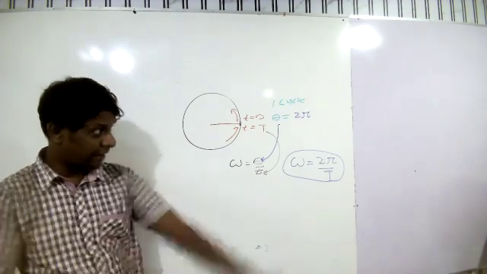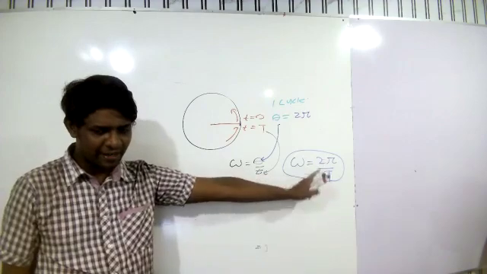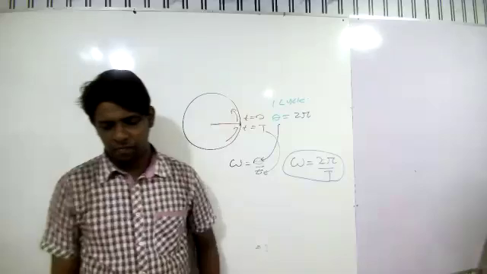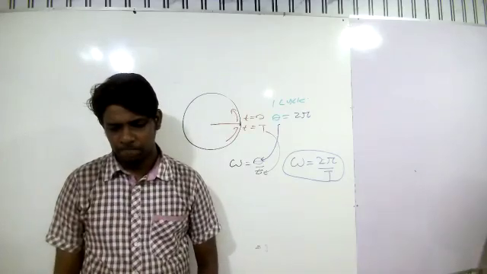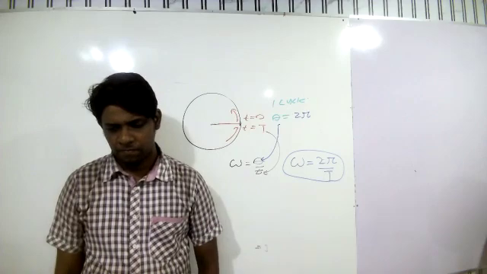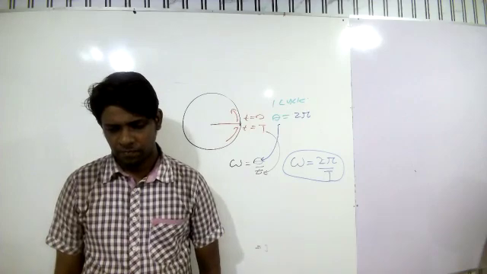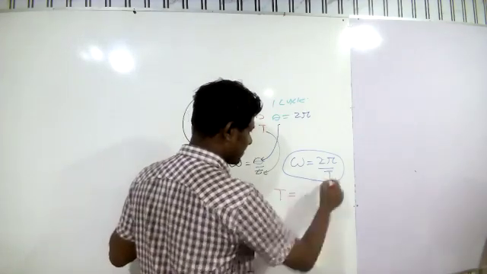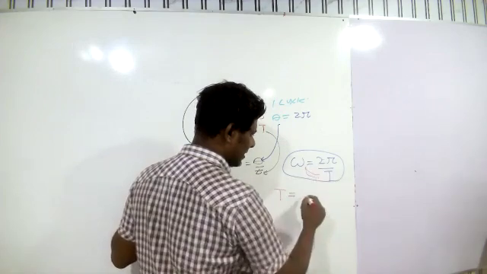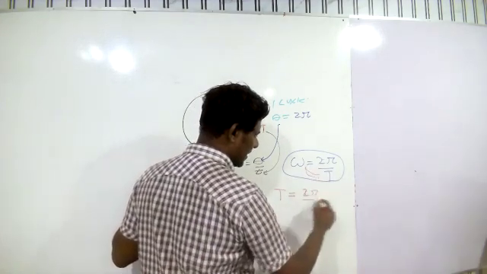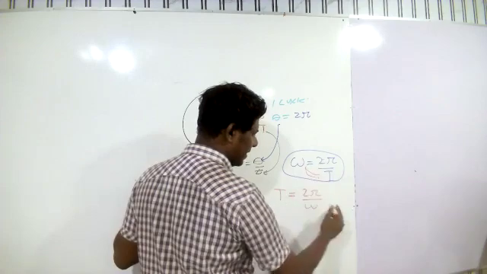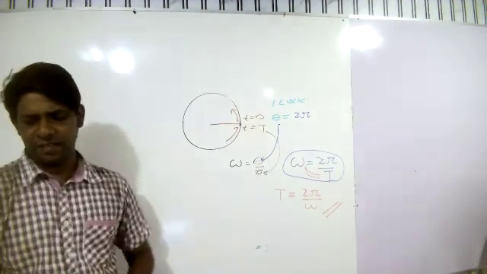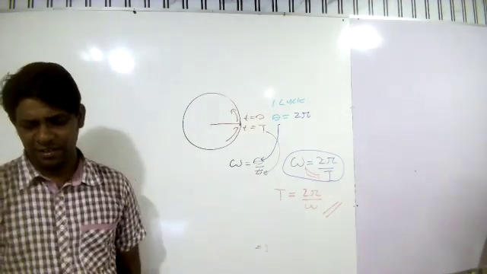2 pi over capital T. Very, very, very important equation. So from this one, you can get this equation by cross multiplying: T equals 2 pi over omega. This is also very, very important. Both of these equations are very important.